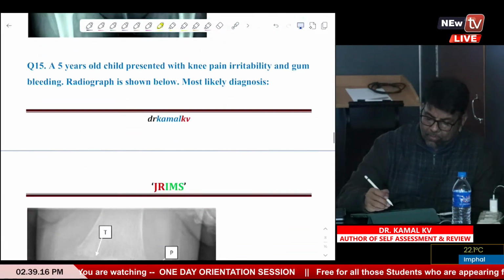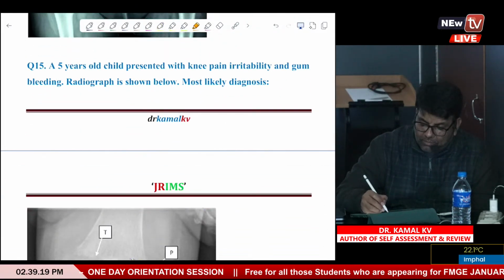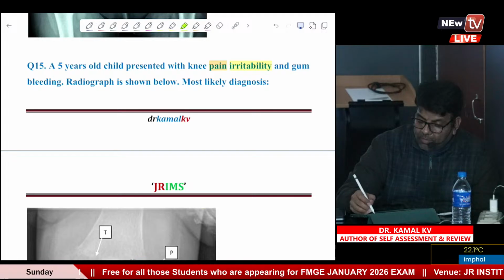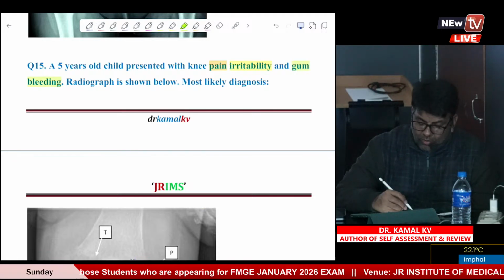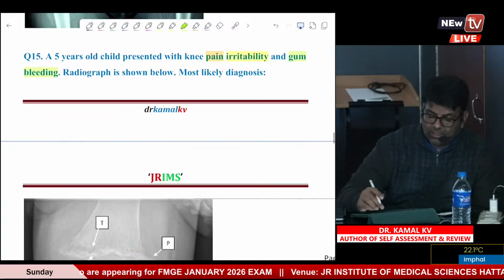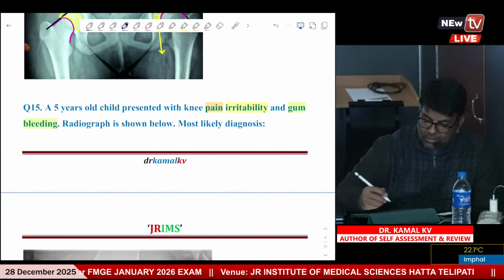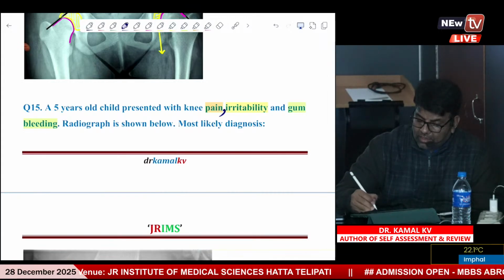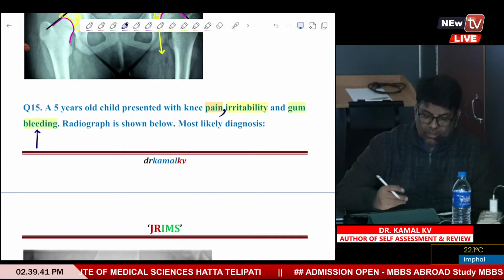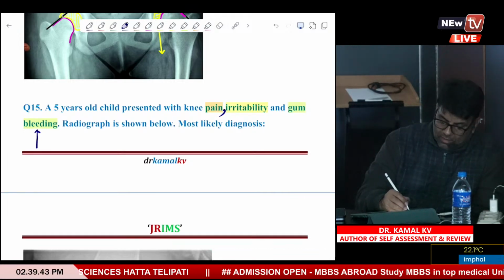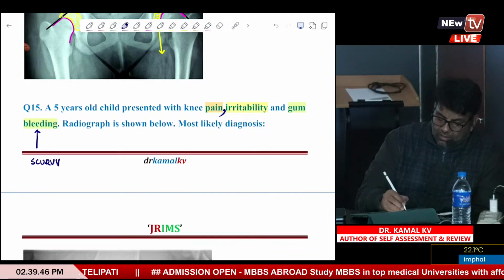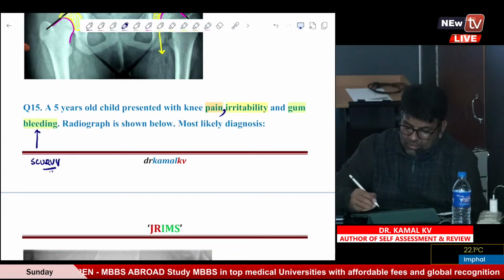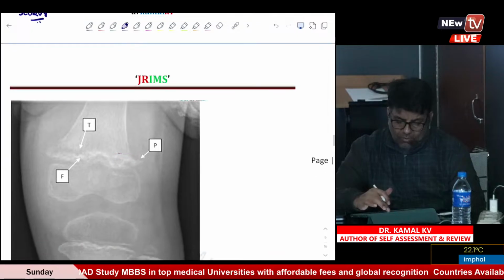So next question. A 5-year-old child presented with knee pain, irritability and gum bleeding. Radiograph is shown below. What is your diagnosis? There is knee pain, irritability and gum bleeding. Gum bleeding, what condition? Scurvy. Classical word, right? Defective synthesis of collagen. So this is scurvy. And on X-ray, what you can see here?